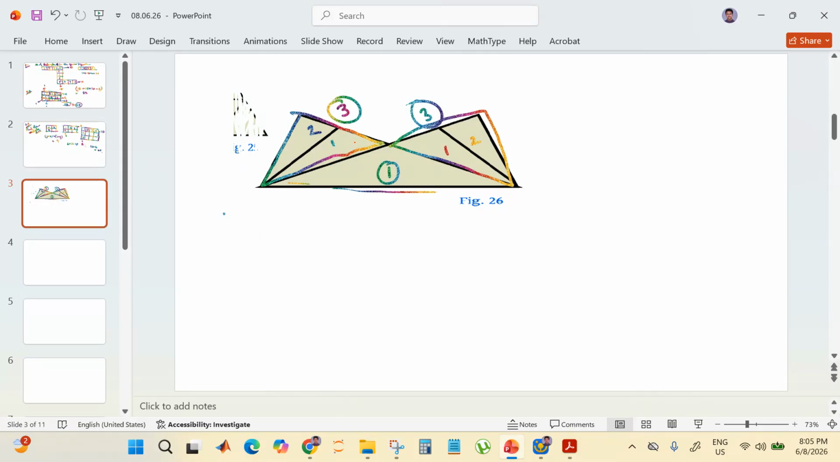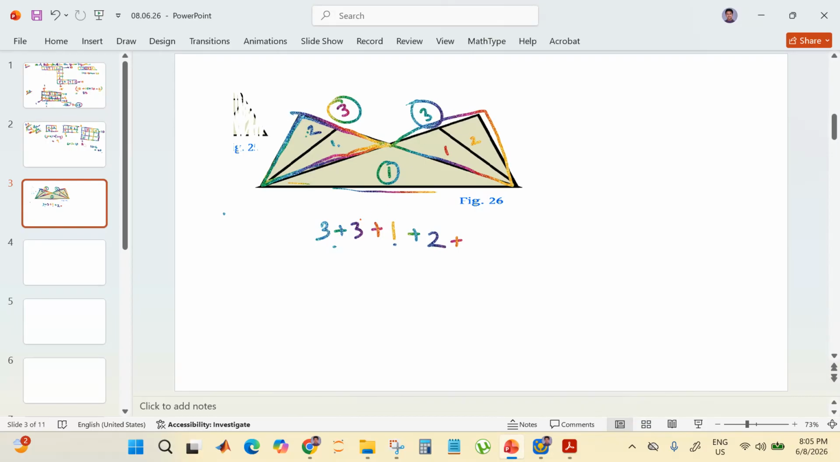So if I combine with 1, then we have another one. If we combine with 2, then another one. That means if we combine with the common one, then we have another 1, 2. So 3 plus 3 plus 1, it is there. And if we combine this 1 and 3, then we have another 2.